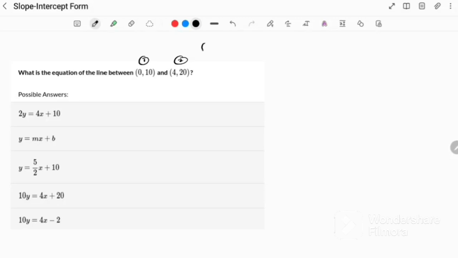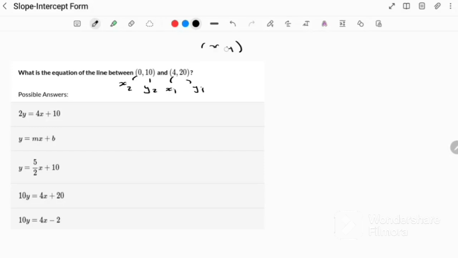And remember, the coordinates are in the form of x, y. So this is x1, this is y1, this is x2, this is y2. This could be point 1 and this could be point 2. It doesn't matter. You would get the same results. This could be x1, y1, and this could be x2, y2. Doesn't matter. The results will be the same.